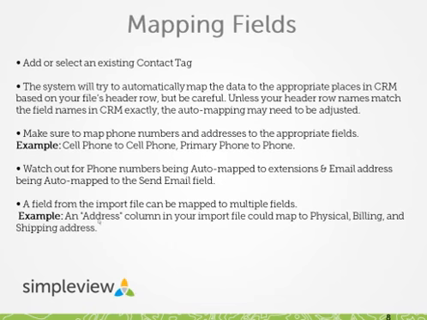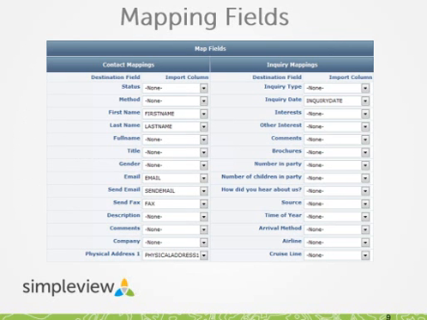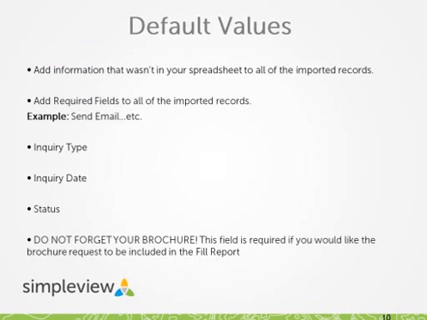You do have the ability to map your address across the board to physical, billing, and shipping if you would like. We went over the clear contact mappings, the clear inquiry mappings. And now we want to take a look at the default values. What are these? What are they going to do?